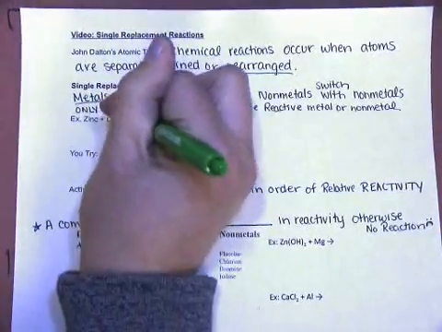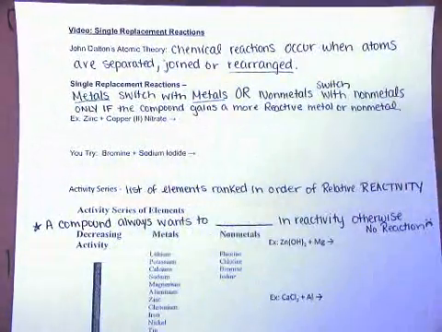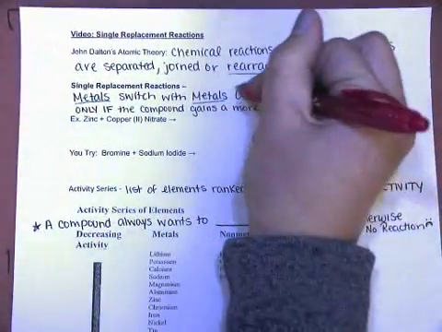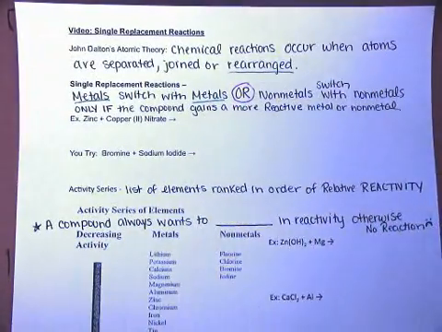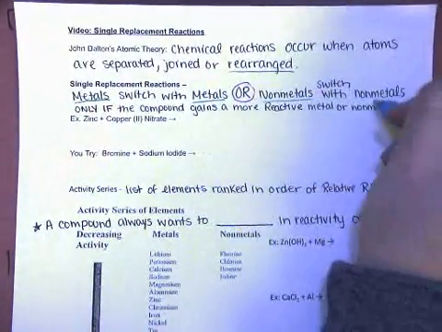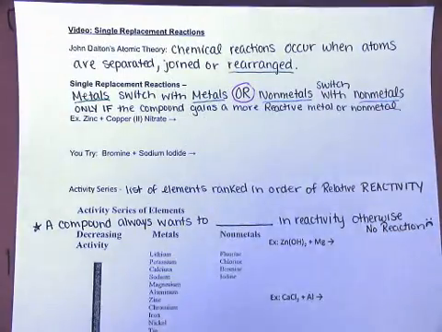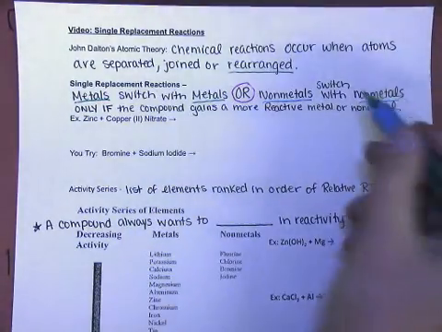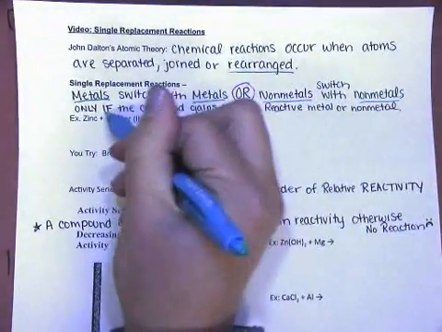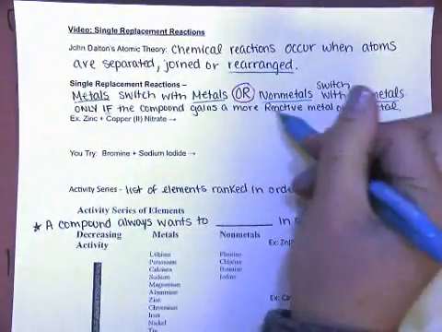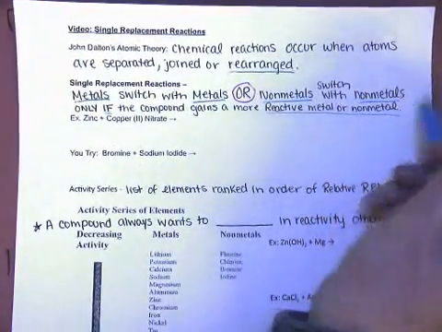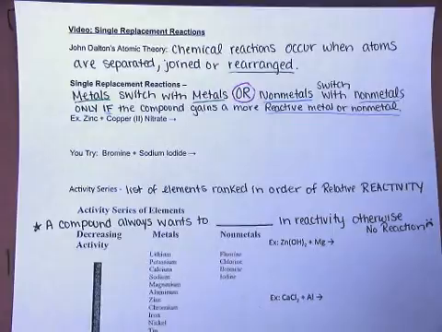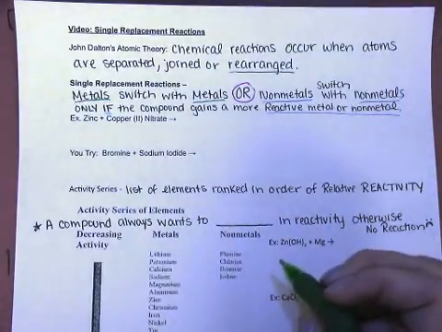Here, metals switch with metals, or nonmetals are going to switch with nonmetals, but only like items can switch. This can only happen if the compound gains a more reactive metal or nonmetal. And we'll talk about that in a minute in regards to the activity series.